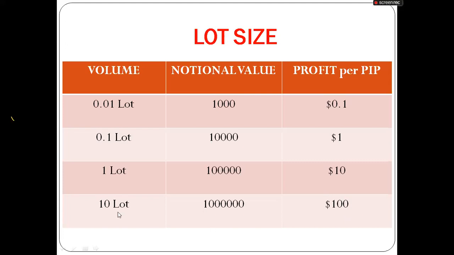The bigger your lot size, the more your profit or your loss. If you increase your lot size and the trade goes against you, you lose more. If you reduce your lot size and the trade goes against you, you lose less. If you increase your lot size and the trade goes in your favor, you make more profit. If you reduce it, you make less profit. I hope this is clear. So lot size talks about the volume of the currency pair you want, the quantity. I talked about the volume, the notional value, and then the profit per pip.